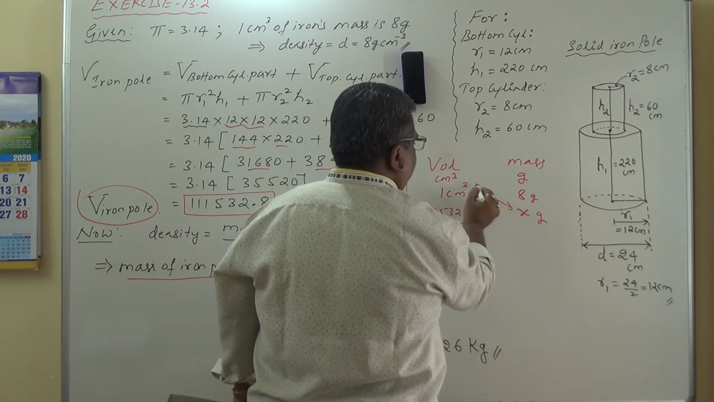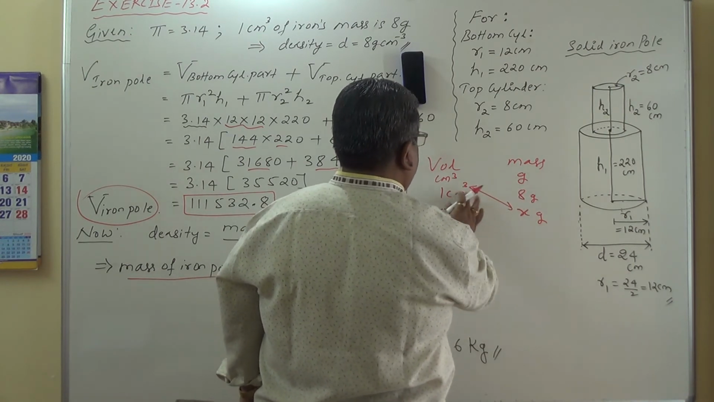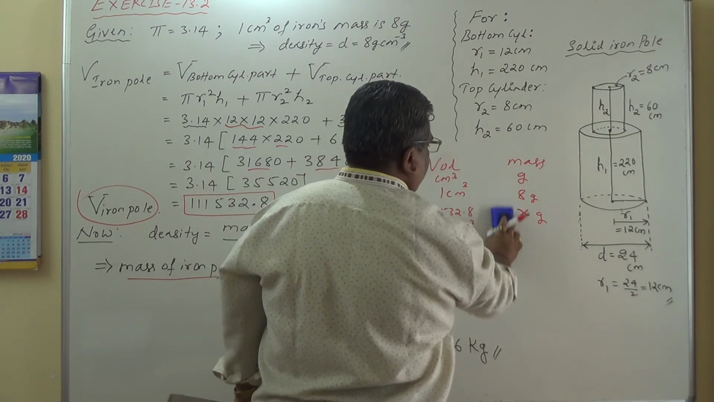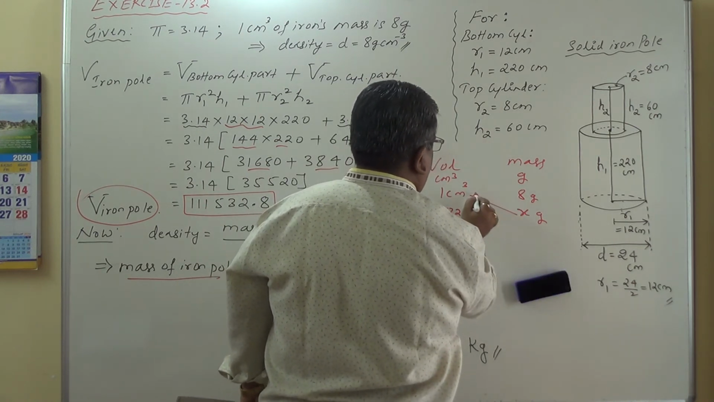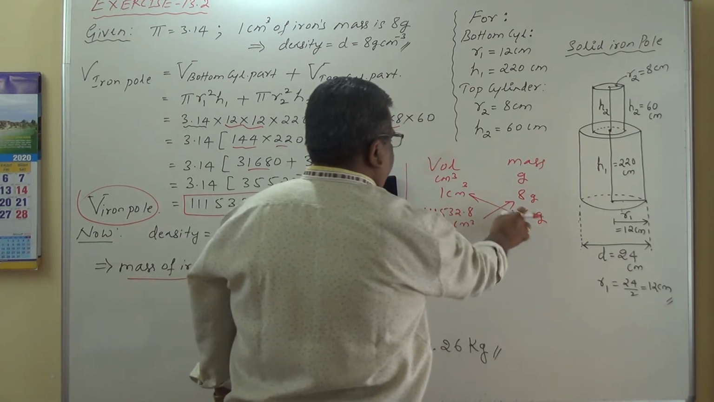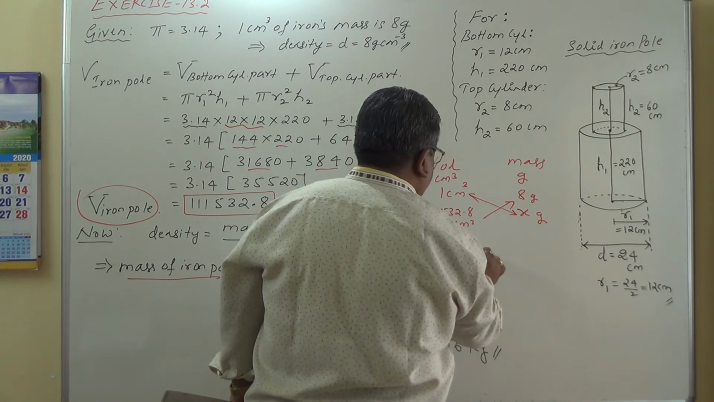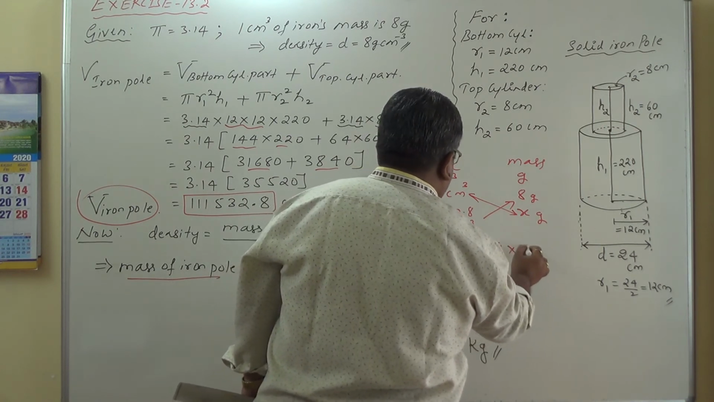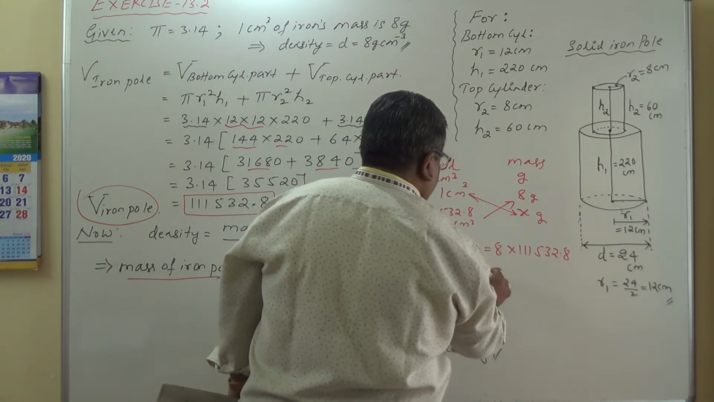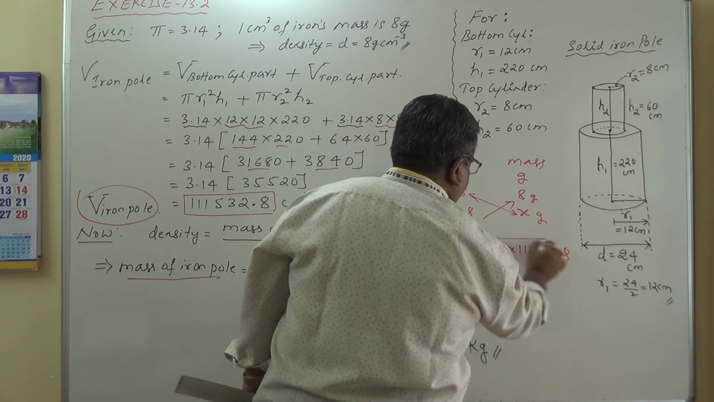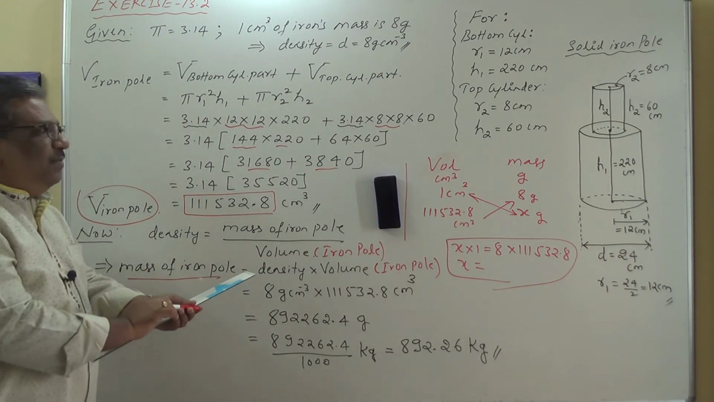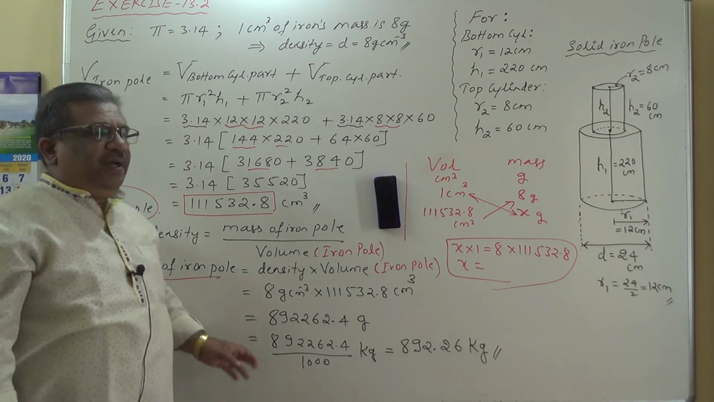Cross multiply then. You can cross multiply. That means x into 1 equals 8 into 111,532.8. So x is equal to, you get the same value over here, which is in grams, then divide it by 1000 to get in terms of kilograms. So make a note of this sum.